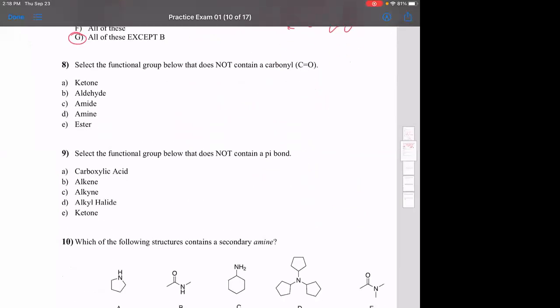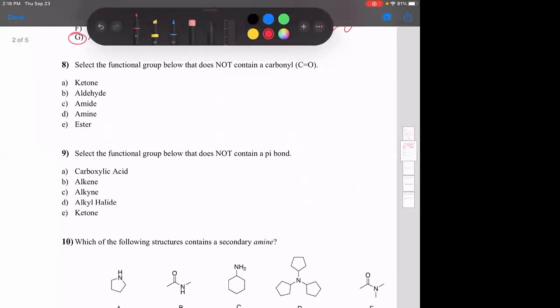Select the functional group that does not contain a carbonyl. This is where you got to know your functional groups. Ketone, that's where we have two R groups on the side of the carbonyl. So definitely a carbonyl. Aldehyde: R group and a hydrogen. Amide, that's where we have a carbonyl adjacent to a nitrogen. Amine, that's where you have an sp3 nitrogen, and it's bonded to hydrogen or carbon, not a carbonyl.